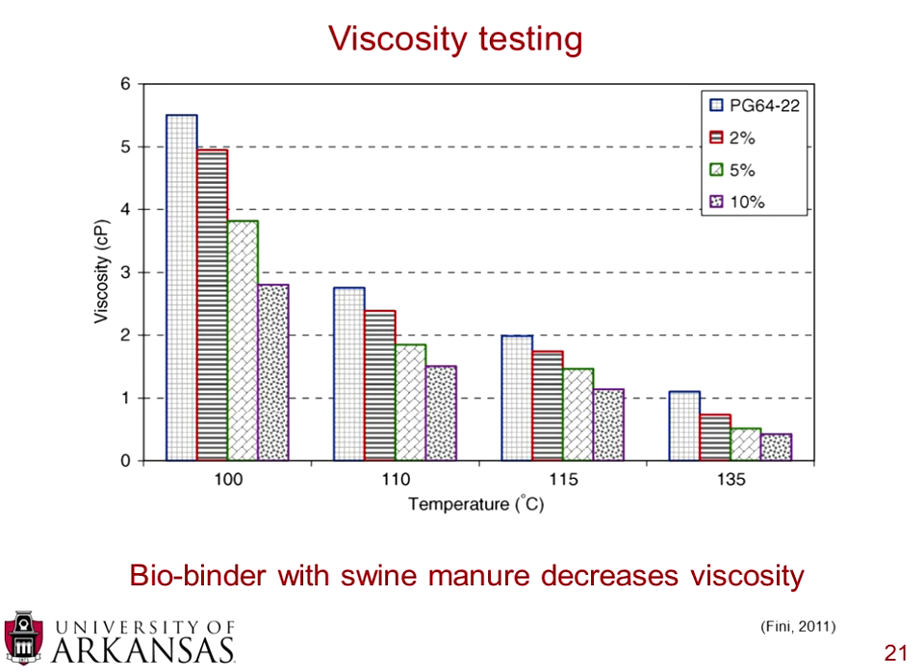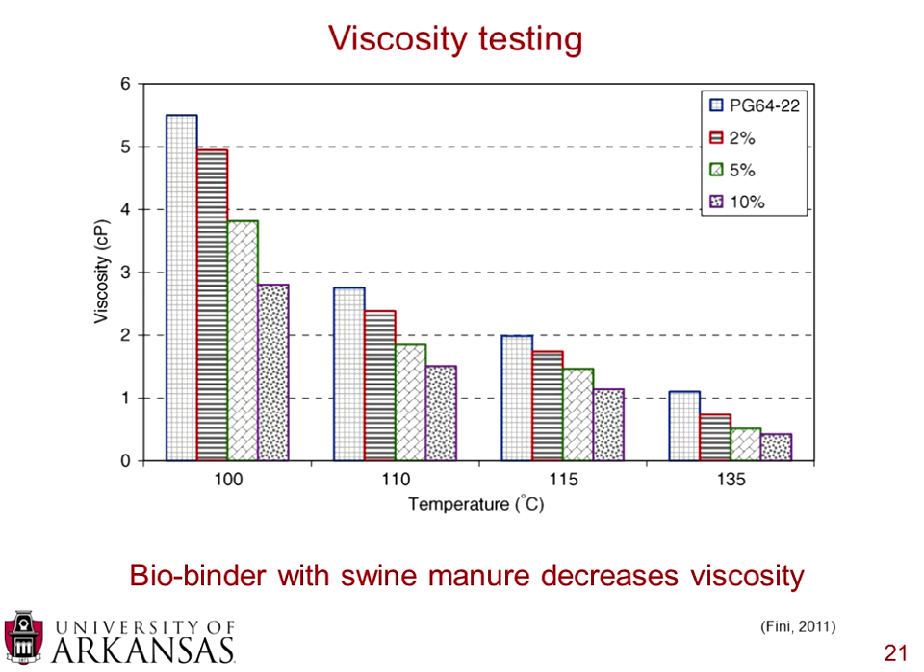So the first thing they did was viscosity testing. We're getting into the rheological testing now. You can see that they had a neat PG 64-22. That's the asphalt cement they used. Then they blended 2, 5, and 10% of the biobinder into the asphalt cement. So at Iowa State, they were using 100% biobinder, except when they added the polymers. Here, they're just blending a small amount of the biobinder into the asphalt.